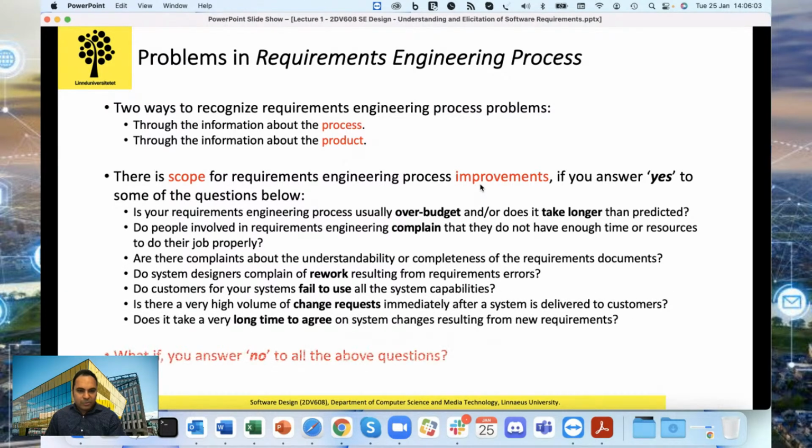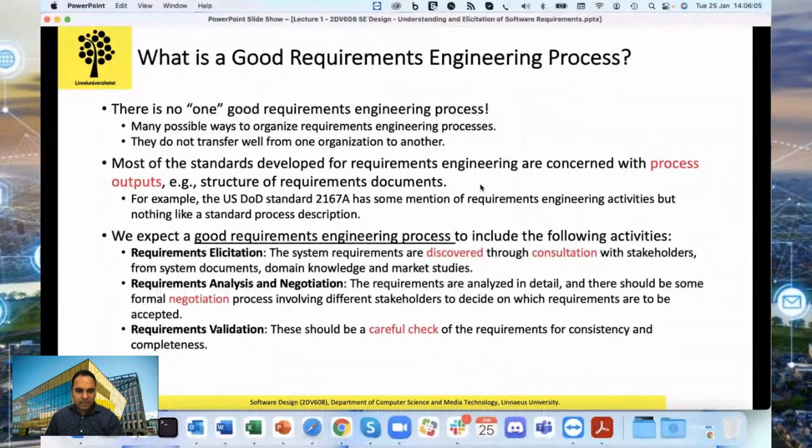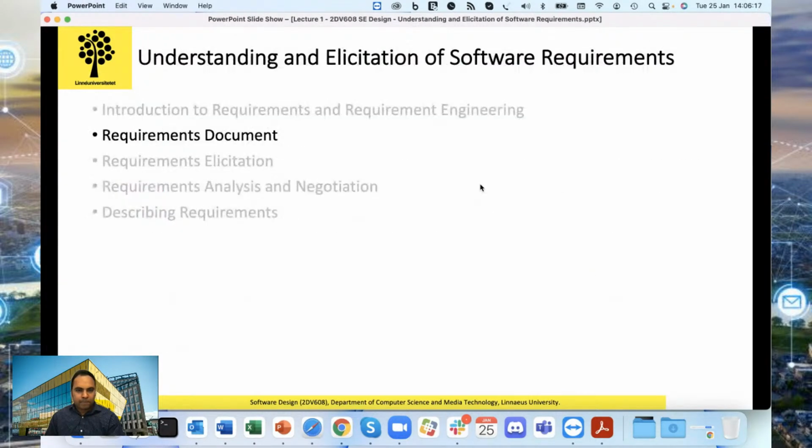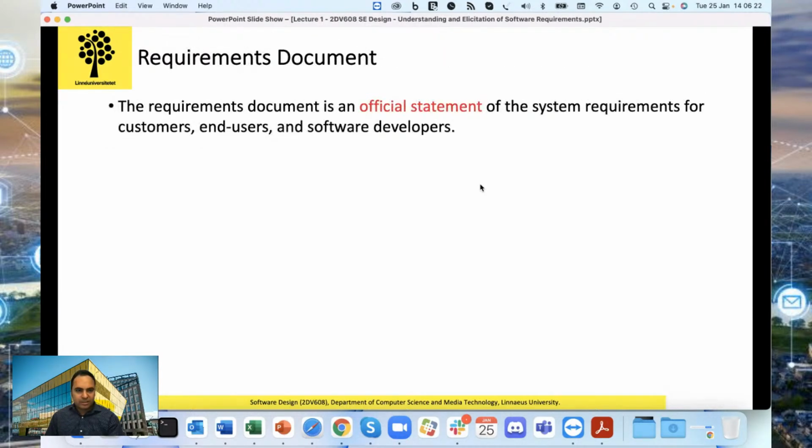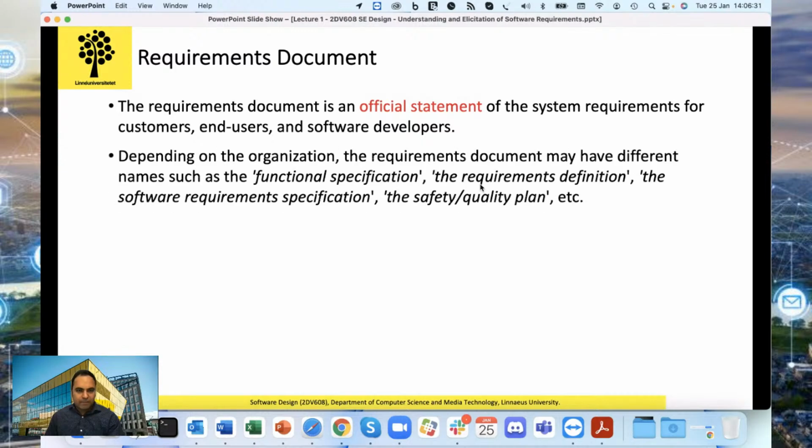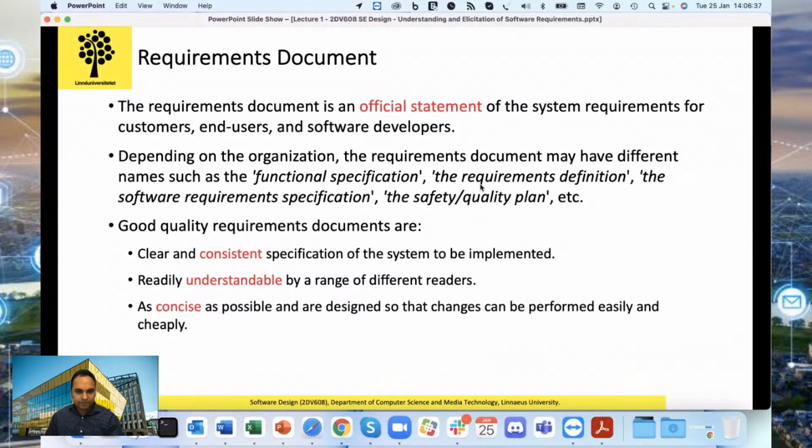Coming back to our previous slide, these three activities are basically the core activities in a good requirements engineering process. And now we will talk about the requirements document. We already mentioned something about the requirements document, that it is the official statement, and there are many names for the requirements document. But what do we mean by a good requirements document?